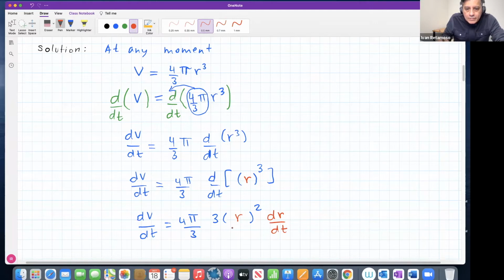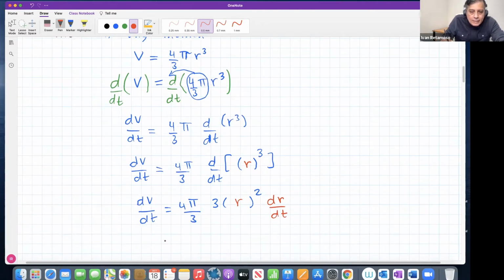All right, now, once we have this new equation, this new relationship between the derivatives, the derivative of volume with respect to time and the derivative of the radius with respect to time, let's substitute what we have and solve for what we don't have. We have to solve now for the rate of change of the radius, that's what they are asking for. Now solve for dr/dt.